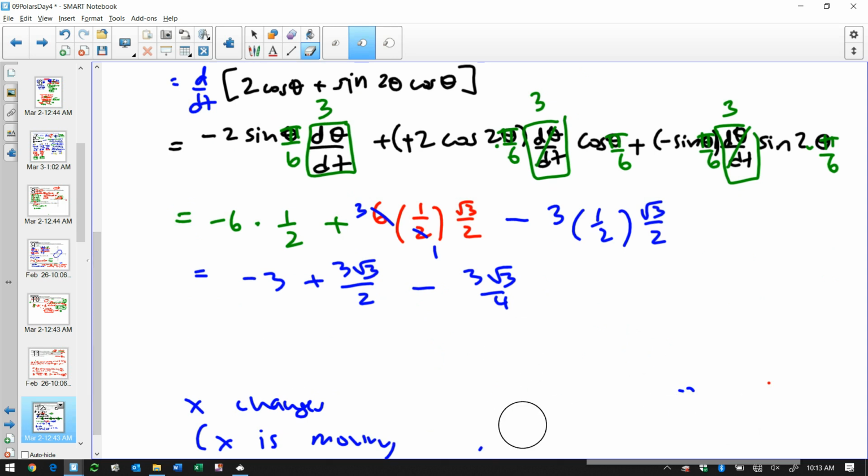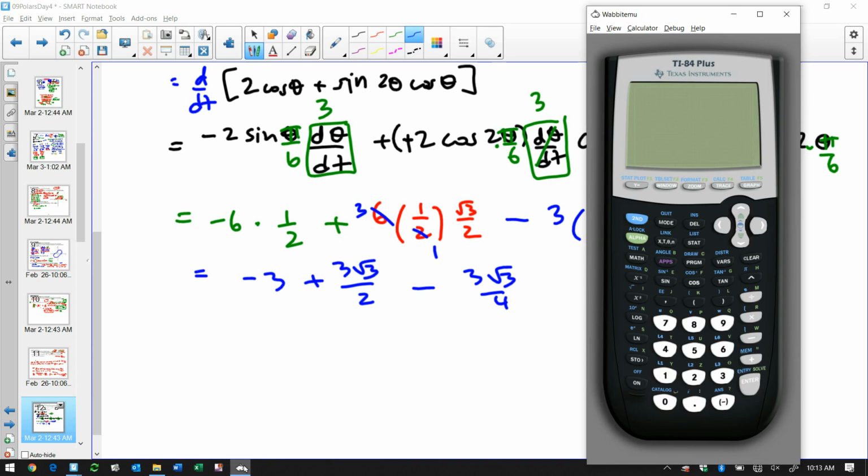You guys good with that? And this is, I'm just going to put this in the calculator because this is a calculator problem. And you could do some funky things with this, but let's just go ahead and figure out what this is in the calculator. 3 times the square root of 3, divided by 2 equals. And then minus 3 times the square root of 3.